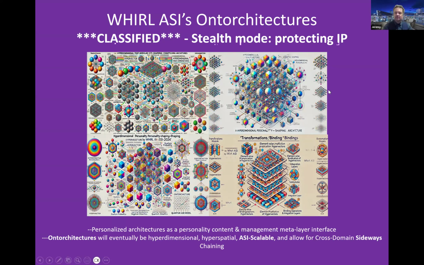Anyway, what we're actually doing is kind of classified for now. But the idea is to try and make it hyperdimensional. That's probably why quantum computers are useful for us: hyperspatial, ASI scalable, and to do true cross-domain sideways chaining. There's a way you can flatten, almost like the reverse of a support vector machine. You're flattening all these search trees down into one giant search region that you can teleport across. So that's the easiest way I can try to explain it.